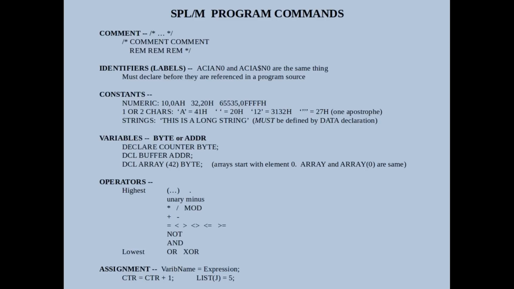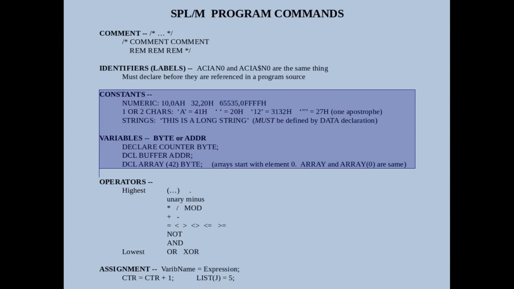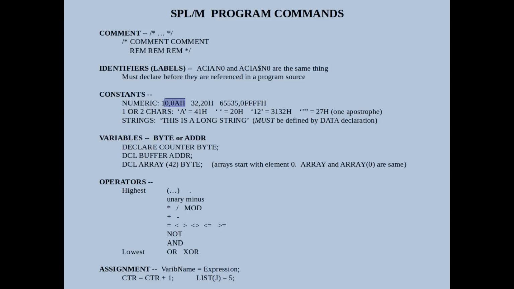The language is block-oriented, structured programming, and here are some of the things in the order in which they are presented in the manual. We have the ability to add a comment. We can identify labels as such. They have to be declared before they're referenced. And the types of constants and variables we have here, they can be designated as numbers in decimal or hex.